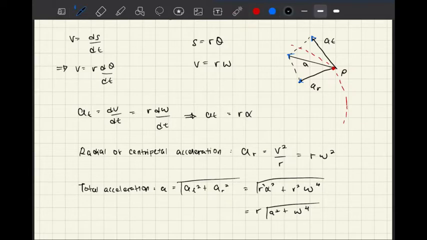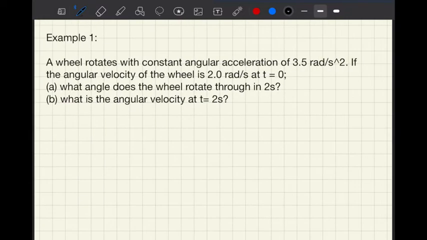To make you guys better on this topic, I'm going to give a few examples and problems, and we will discuss the solutions together. On the first example, it shows that a wheel rotates with a constant angular acceleration of 3.5 radian per second square.